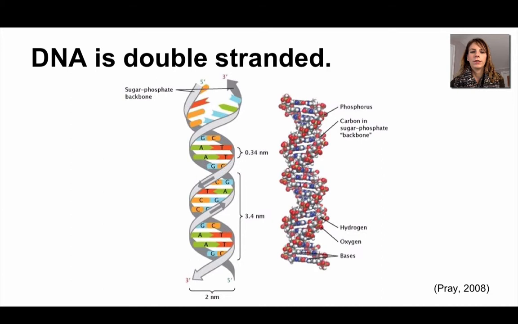So the 2 strands of nucleotides base pair together to form a double-stranded structure, and then that double-stranded structure sort of twisted into a helical shape.